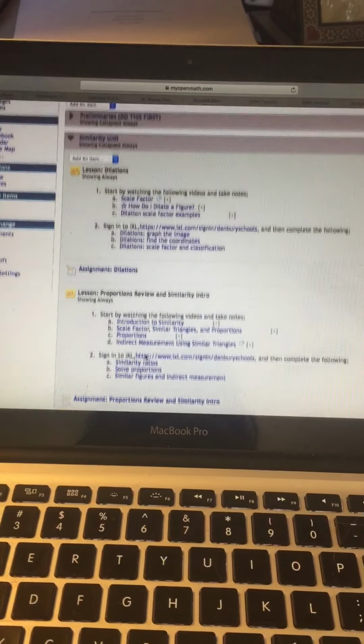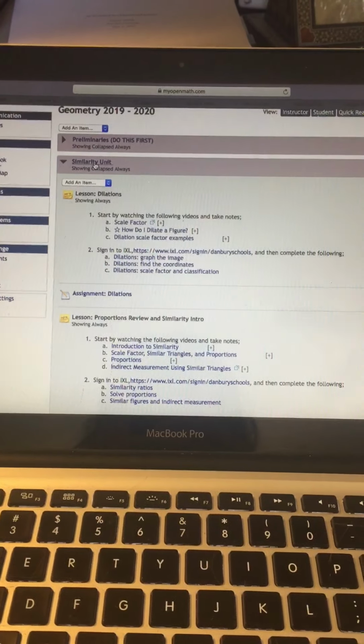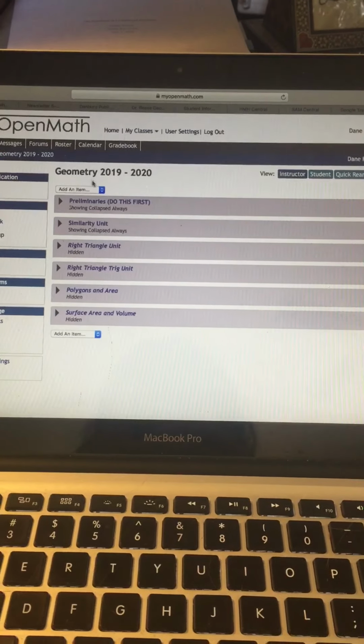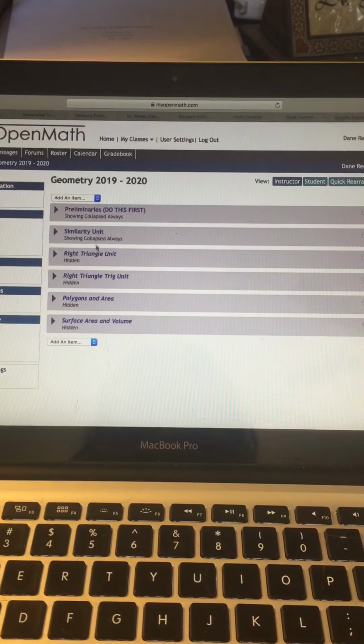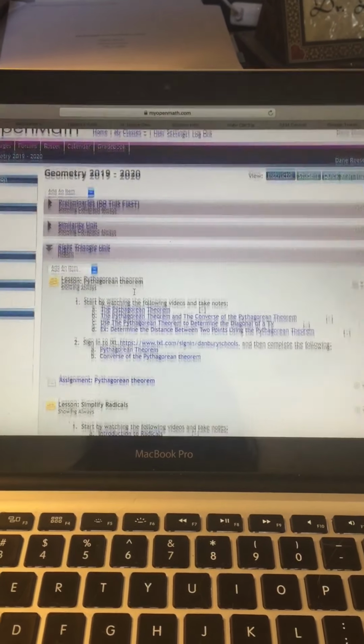What we're going to say is that we're done with the similarity unit. So any of you guys who have done those last two assignments, I will count them as extra credit for you. So we're going to be done with this similarity unit. We're going to start this right triangle unit, okay?